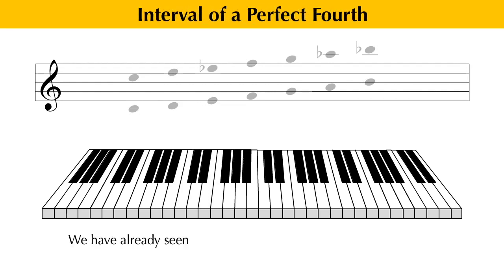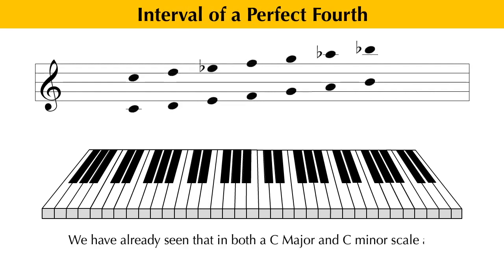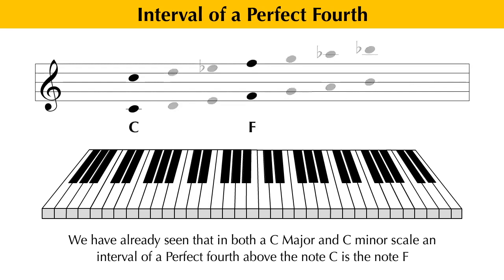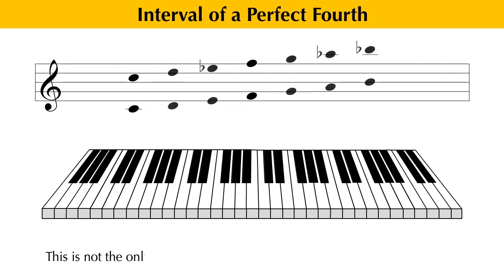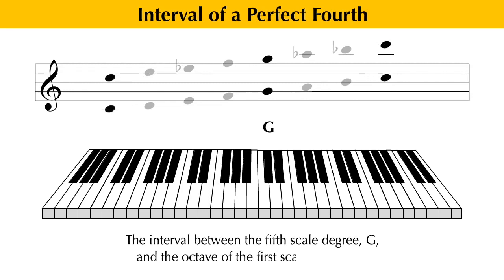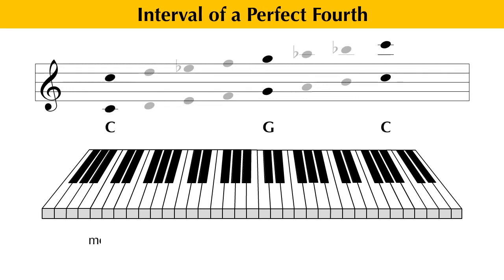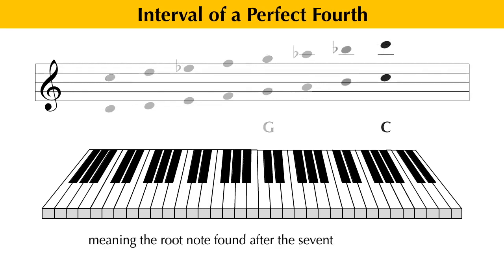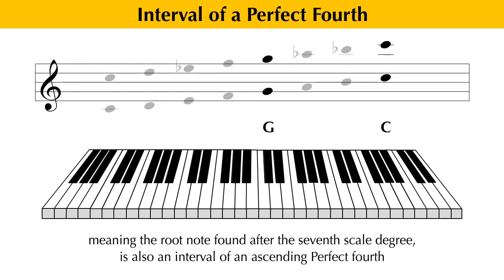We have already seen that in both a C major and C minor scale, an interval of a perfect fourth above the note C is the note F. However, this is not the only perfect fourth interval which occurs within those scales. The interval between the fifth scale degree G and the octave of the first scale degree C, meaning the root note found after the seventh scale degree, is also an interval of an ascending perfect fourth.